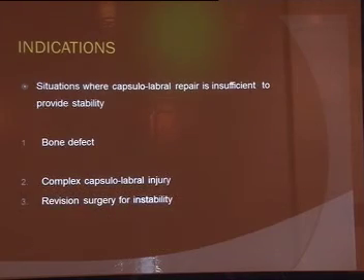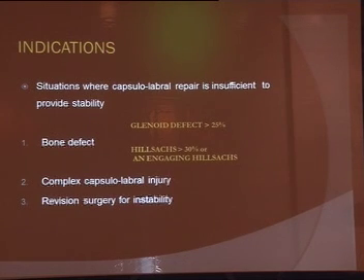significant bone defects. And the indications of this procedure are situations where the capsulolabral repair is insufficient to provide stability to the joint. These are bone defects, that is glenoid defect greater than 25%, Hill-Sachs lesion greater than 30%, or an engaging Hill-Sachs lesion. Complex capsulolabral injuries, these are HAGL lesions, and the revision surgeries for instability.